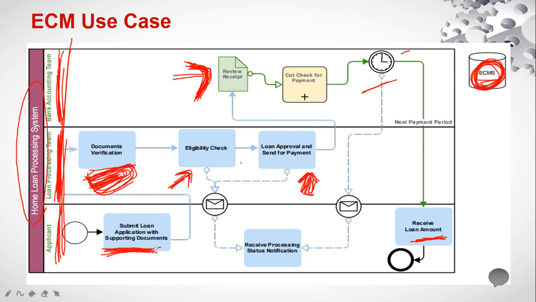Whatever document is received in this activity will be stored in this platform. Now the document contents are available in the eSIM platform. The document verification team will validate and verify the documents, and once they have verified them, they will send them to the next activity.